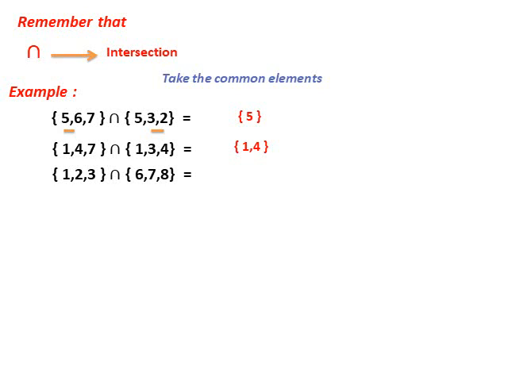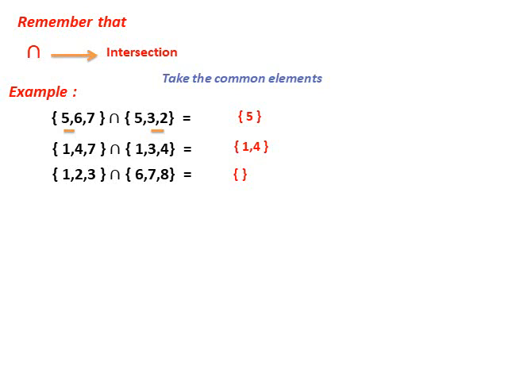The other set here is 1 2 and 3, 6 7 and 8. Mister, I found here 1. In the other set I didn't find 1. 2, in the other set I didn't find 2. 3, I didn't find 3. So the two sets have no common elements. So mister, I will put braces only. I don't write anything in it.